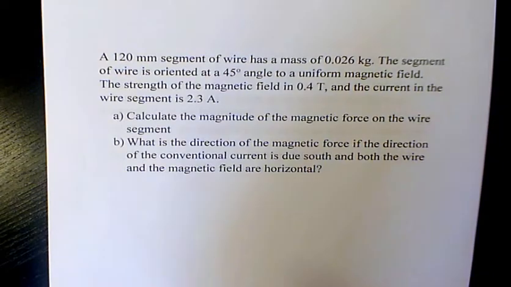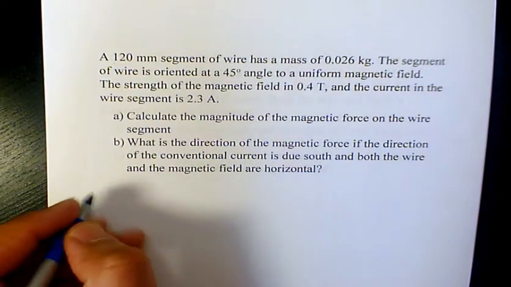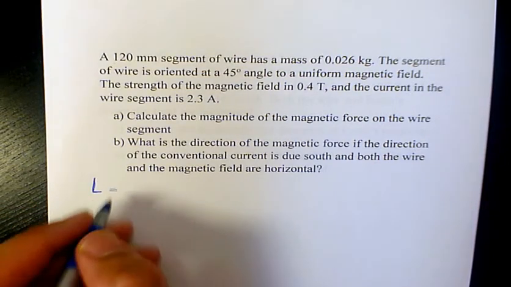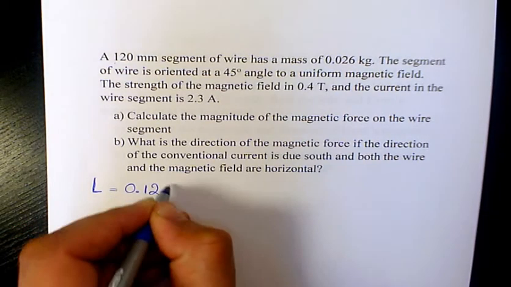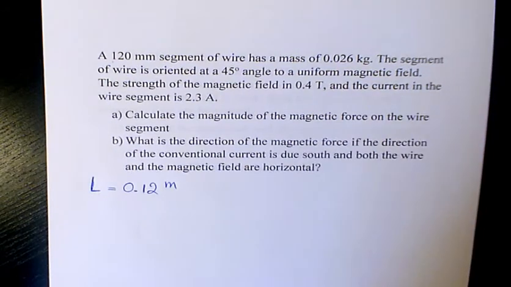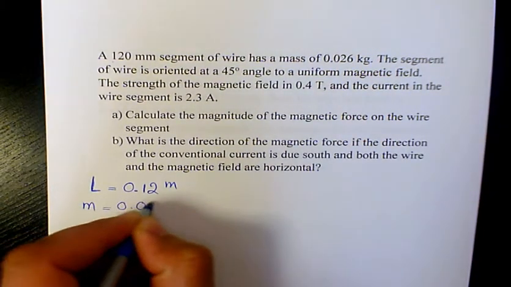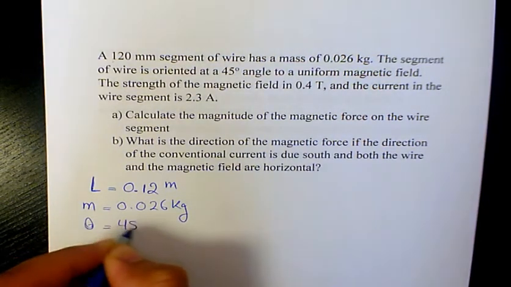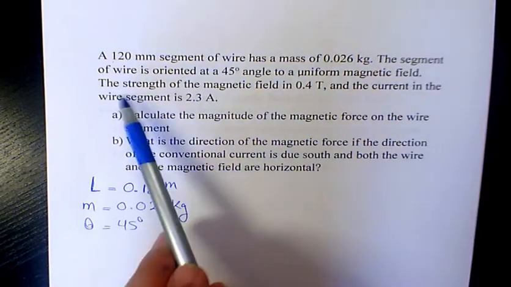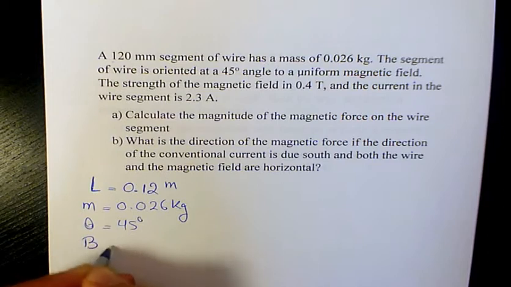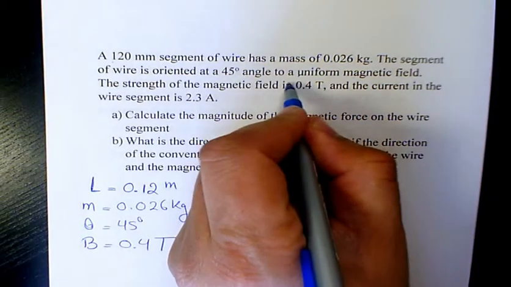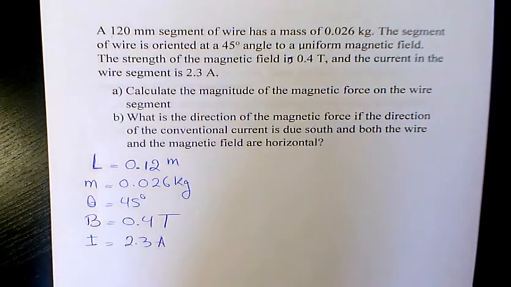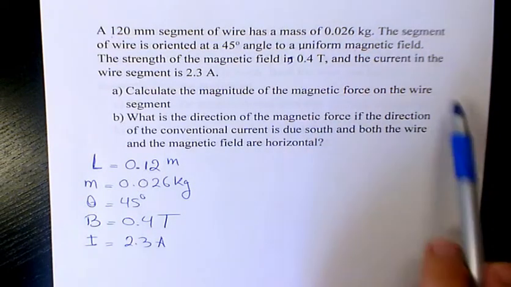Now in the next example, it says a 120 millimeter segment of wire. So length is 120 millimeter. We need to convert it to meters. So we divide it by 1,000. It's going to be 0.12 meters. We don't need to use a calculator. It has a mass of 0.026 kilograms. The segment of wire is oriented at a 45 degrees angle to a uniform magnetic field. The strength of the magnetic field is 0.4 Tesla. Some typo. And the current in the wire segment is 2.3 ampere. Calculate the magnitude of the magnetic force on the wire segment.